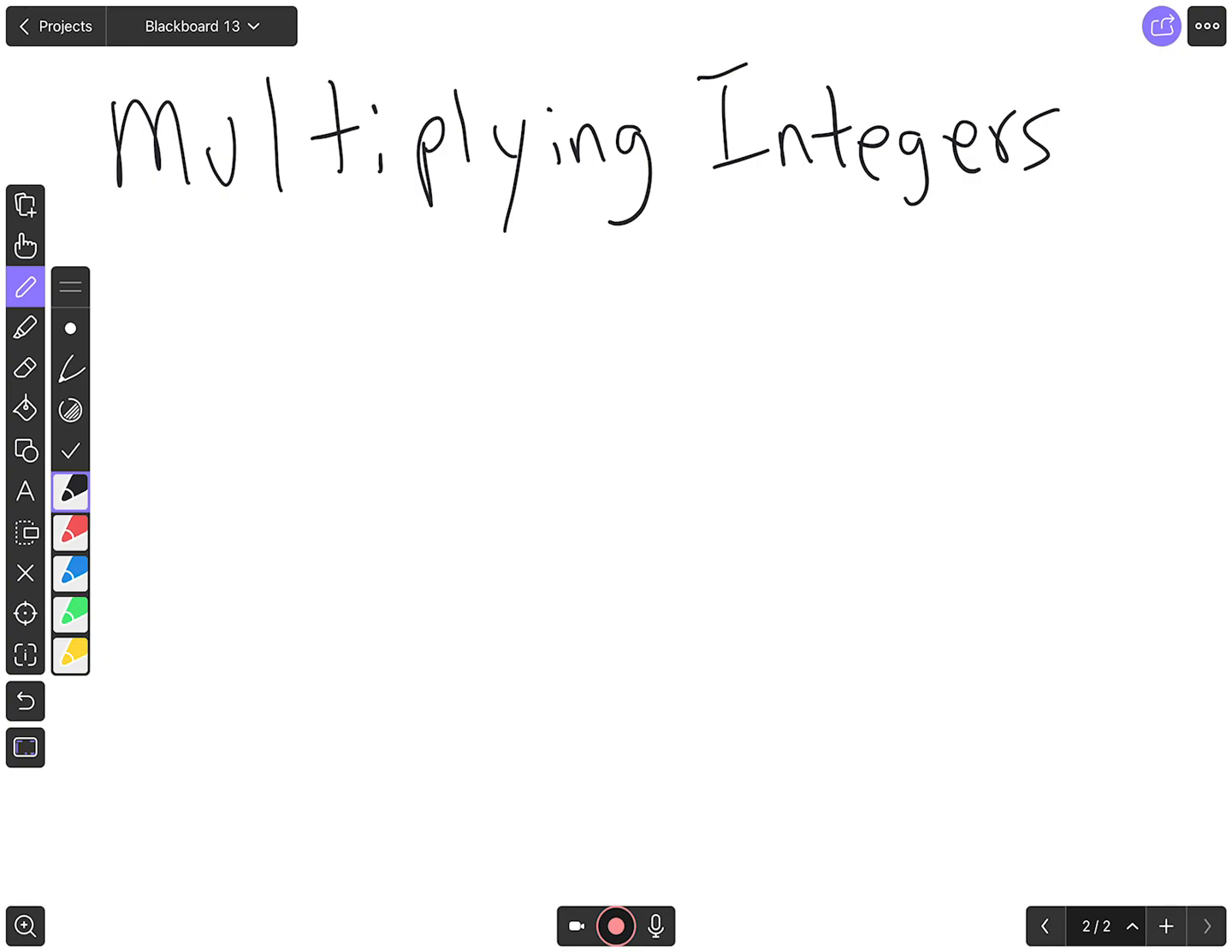Okay, let's talk about multiplying integers. If you've not watched the videos on adding integers or subtracting integers, I would suggest you go do that now so you get a better idea of what we're doing. Because with multiplying integers, we're just going to go right back to what is multiplication.